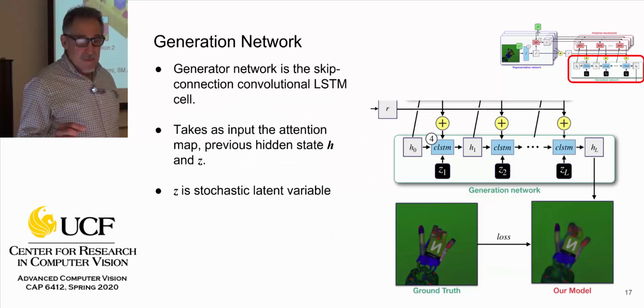And the generator network is a skip connection convolutional LSTM, and it takes inputs from the previous slide, from the attention map of the specific areas of attention and their weighted contribution, feeds that into the skip connection LSTM, as well as the previous hidden state, as well as the random latent variable Z. And so this iterates until we've generated a new image, and that new image is then compared to the ground truth for loss.